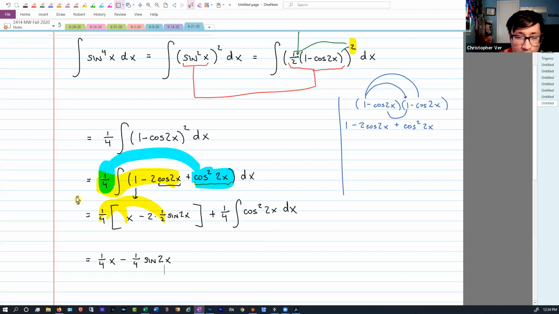Use a half angle. Yeah, use a half angle. So we're going to have to use a half angle again, aren't we? Right? We're going to have to use a half angle again. But it's like its own problem now.